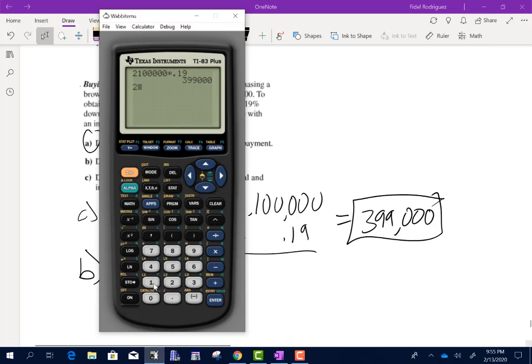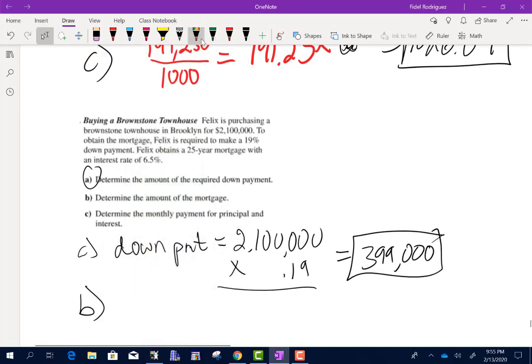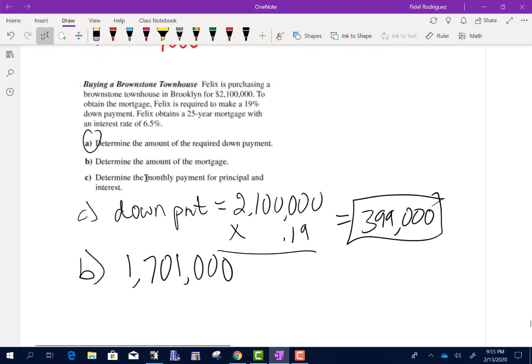Well, let's take $2,100,000 minus 399,000. He still owes $1,701,000. Okay. So let me bring this back down. He still owes $1,701,000. Okay. All right. Now it says determine his monthly payment for the principal and interest.